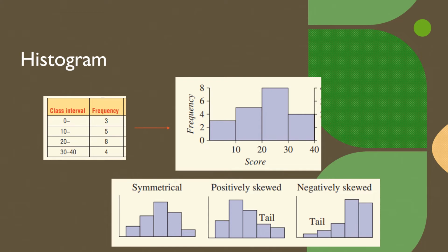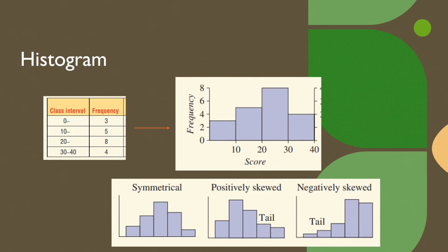Now, down the bottom, we've got some pictures. I will get you to draw these in your book, to copy those 3 out, where it says symmetrical, positively skewed, and negatively skewed. So I'll give you a moment to do that. If the teacher can just pause the video here to give you time to copy those 3.